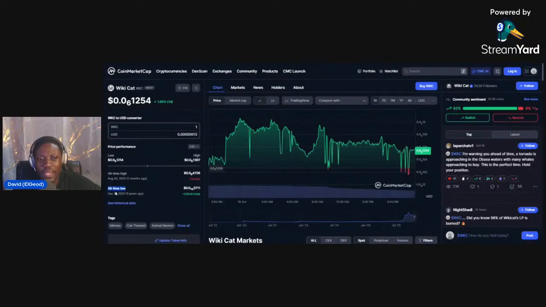You'd see the all-time low. The all-time low of WikiCat is 2022, 3 years ago. And from that time to now, it has pumped 219,000%. What does that mean? That simply means you divide that 219,000% by 100, and it has gone up by 2000x. That means if you put $10 on WikiCat 3 years ago, it would be worth $21,900 today.